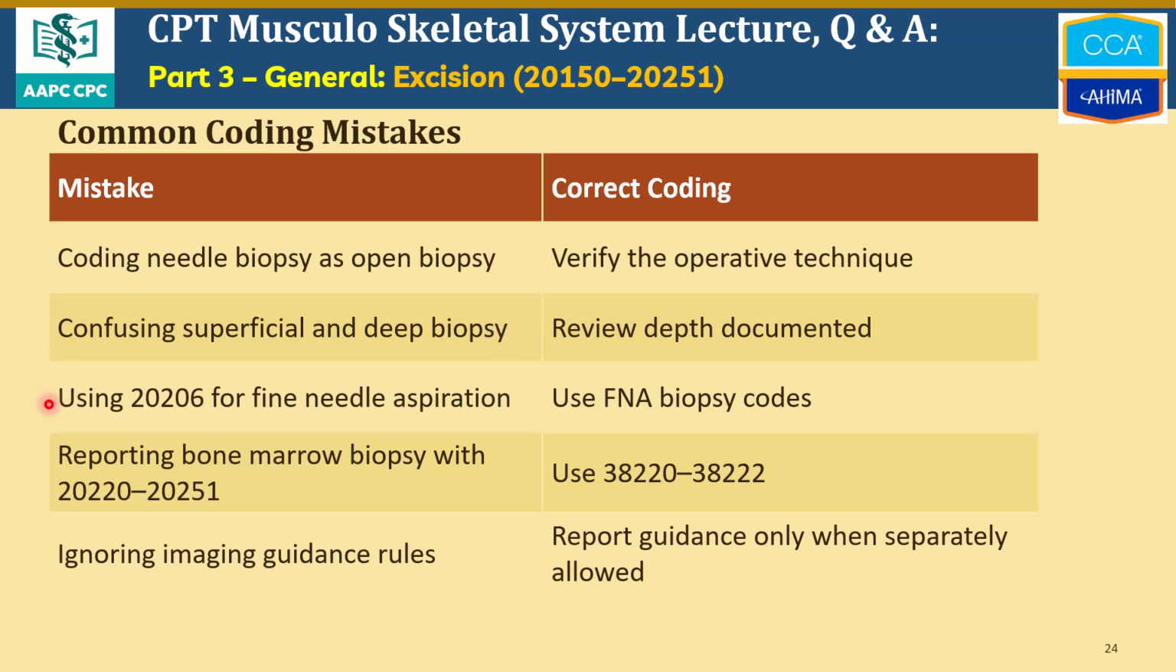And as I explained earlier, 20206 is for the percutaneous needle biopsy with the FNA, that is fine needle aspiration biopsy. Don't confuse these two. And bone marrow biopsy, you can't use this bone biopsy code. Bone marrow biopsy is separate. You have to use the 38000 code series. So I will explain this in the relevant section. And finally, ignoring the imaging guidance rule. The correct coding method is you have to report the guidance only when separately allowed.